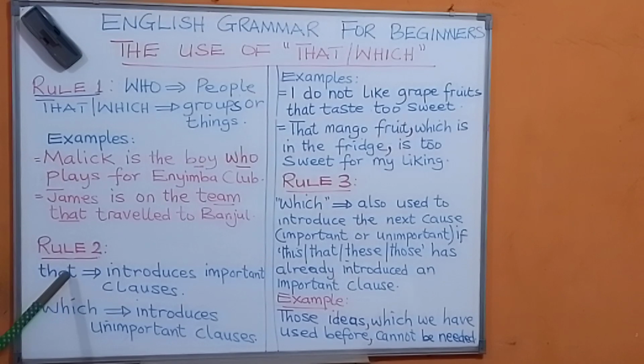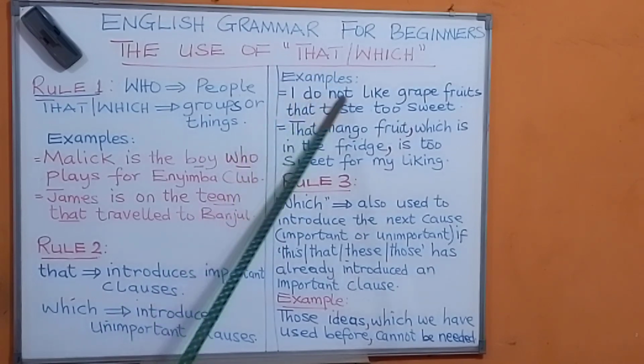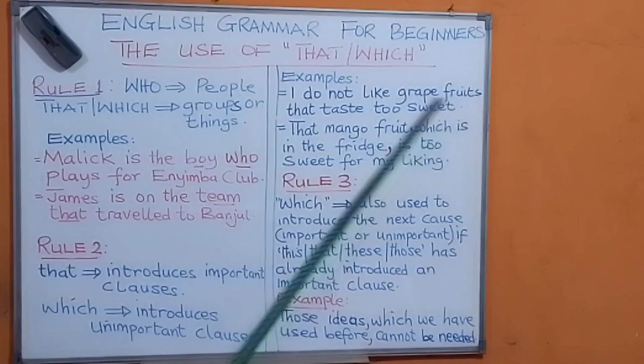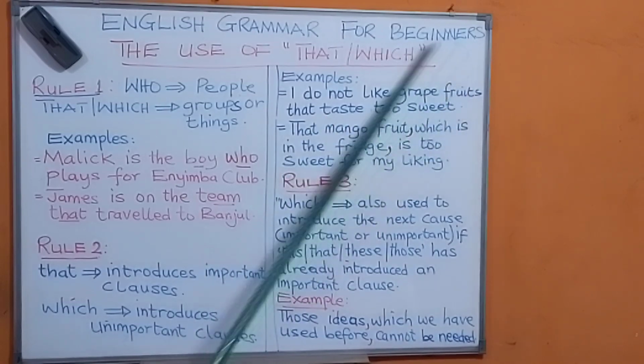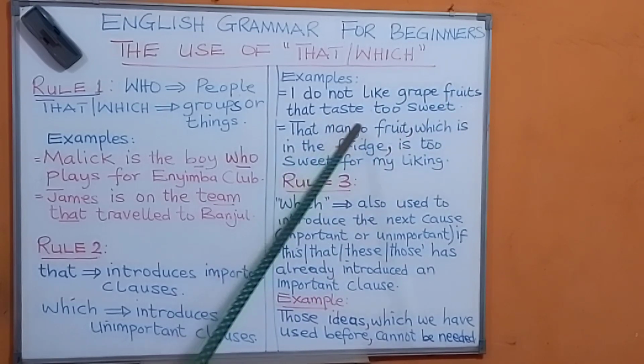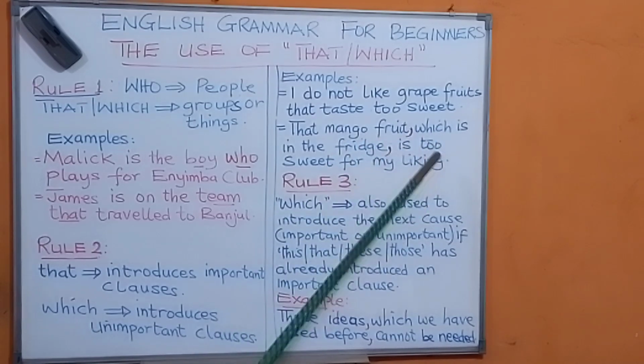Rule number two, that. We use that to introduce important clauses, and which we use to introduce unimportant clauses. When you introduce an unimportant clause, you have to surround that unimportant clause with commas. Okay? For example, I do not like grapefruits that taste too sweet. Now, if I want to say that mango fruit, and I want to add unimportant information, I put the two commas to surround it: that mango fruit, which is in the fridge, is too sweet for my liking.